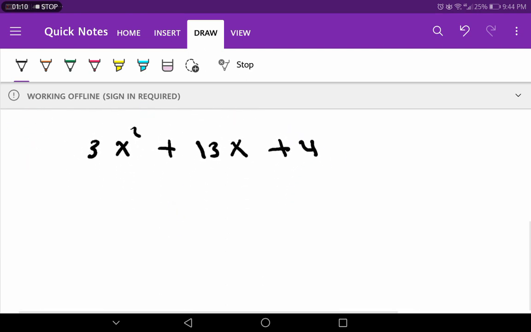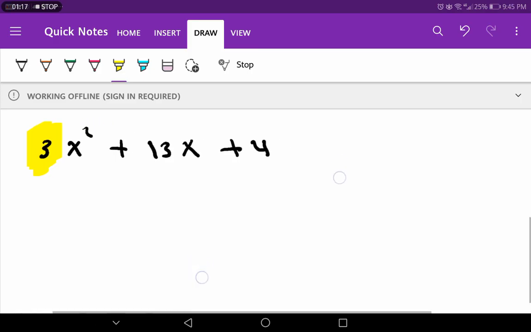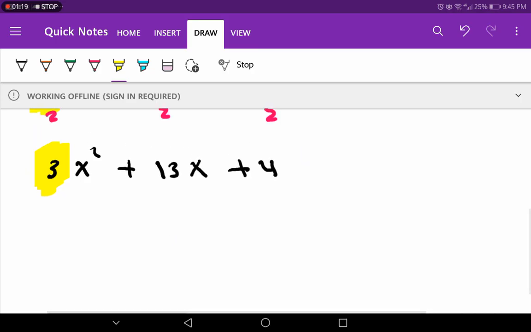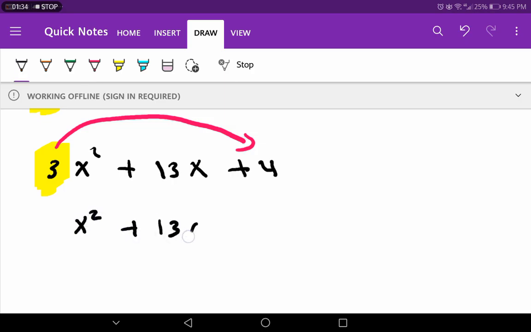Now I still have a coefficient that is not 1 for the x squared, which is 3, so you have to use your gun. Use your gun, my dear student. It is multiply a by c. This is a multiplied by c. So the equation will be x squared plus 13x plus 12. And I will remind myself that I need the 3 later.